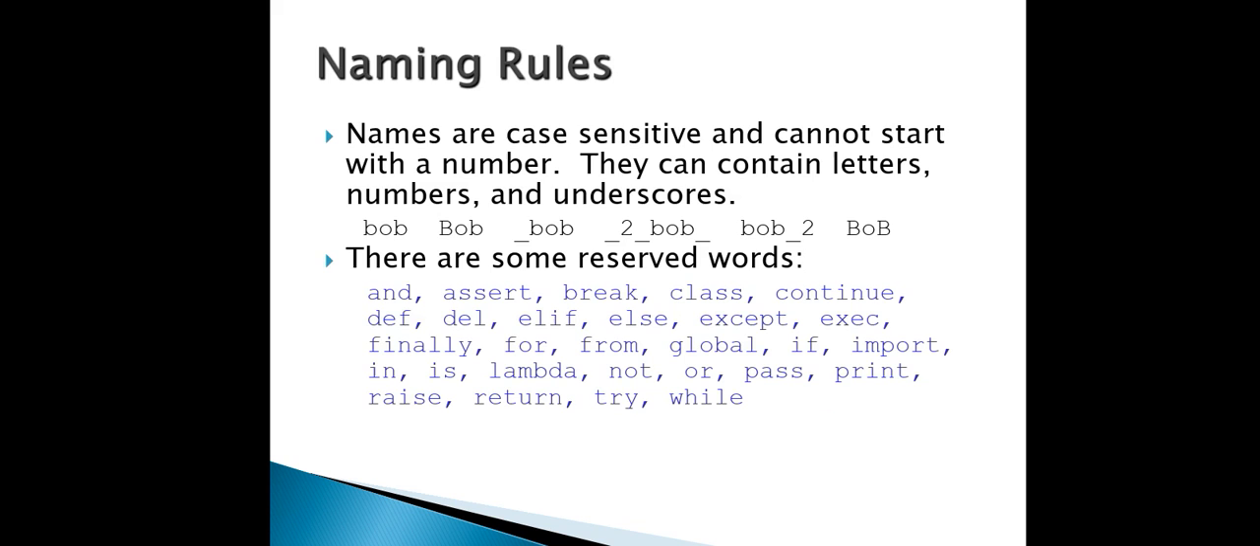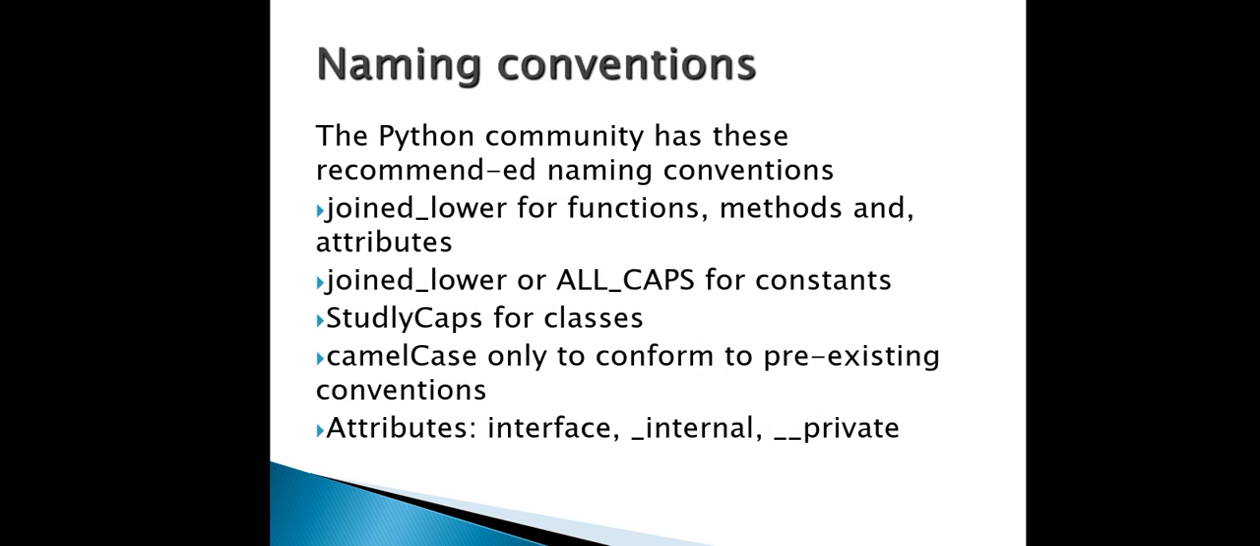So there are some reserved words in Python: and, assert, break, class, continue, def, del, elif, else, except, exec, finally, for, from, global, if, import, in, is, lambda, not, or, pass, print, raise, return, try, while. These are some reserved words. Naming conventions in Python.